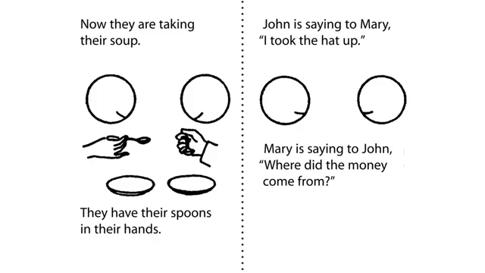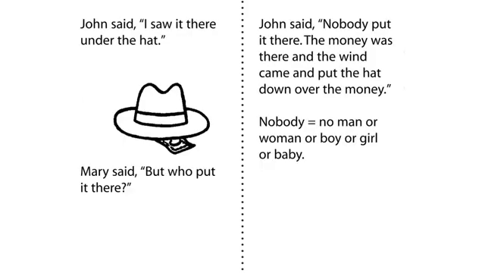Now they are taking their soup. They have their spoons in their hands. John is saying to Mary, "I took the hat up." Mary is saying to John, "Where did the money come from?" John said, "I saw it there under the hat." Mary said, "But who put it there?" John said, "Nobody put it there. The money was there, and the wind came and put the hat down over the money."